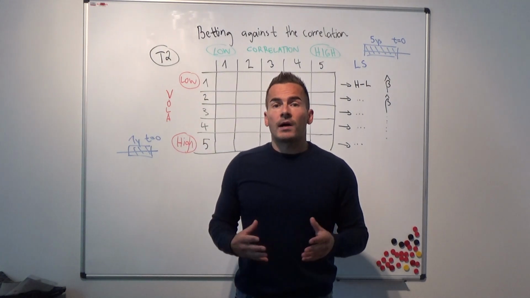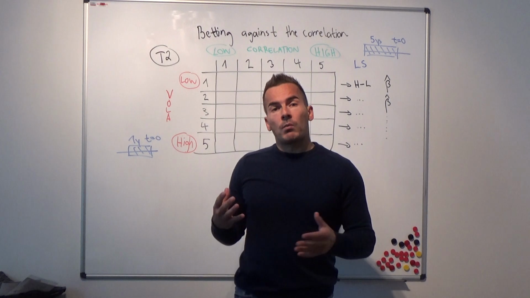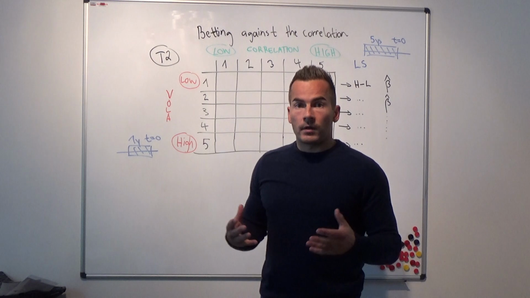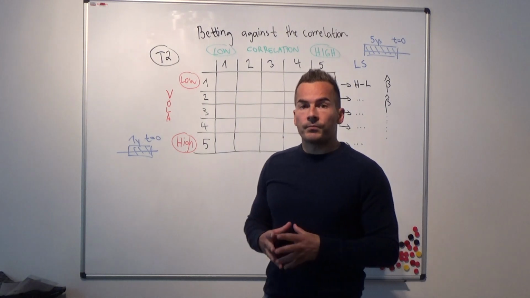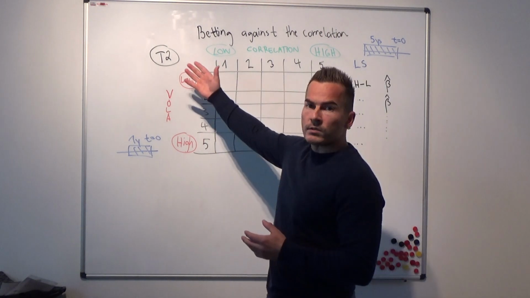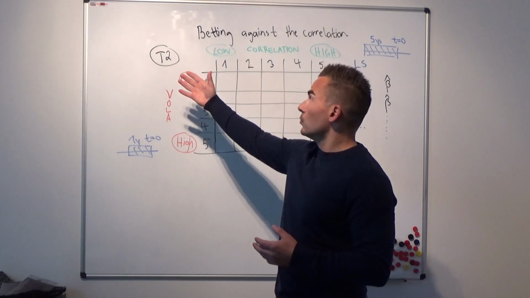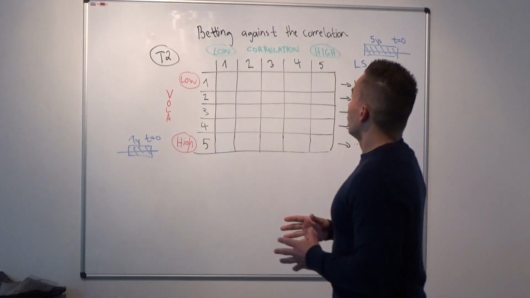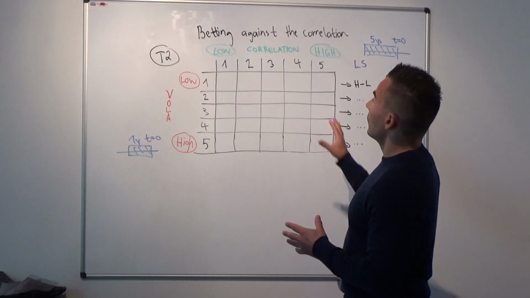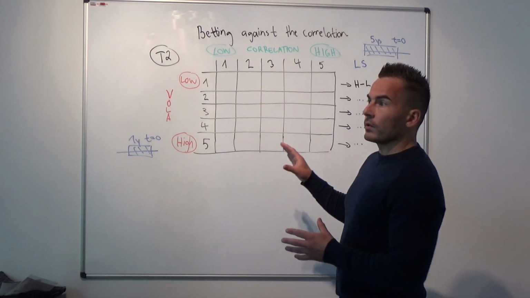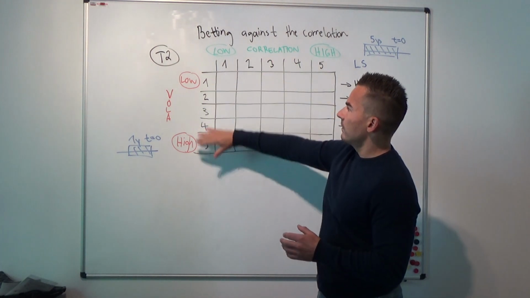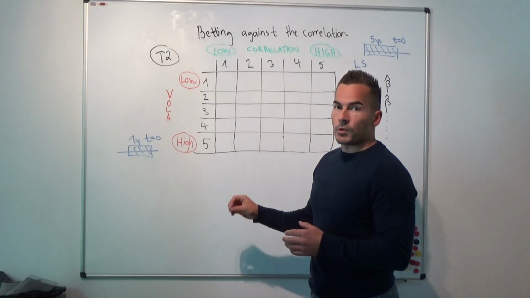So before I discuss the next paper, I would like to give a short addendum concerning the last lecture, Betting Against the Correlation. I would like to briefly discuss one more time what happens in table 2 of that paper. In table 2, we see a table that has two dimensions: the correlation dimension and the volatility dimension.